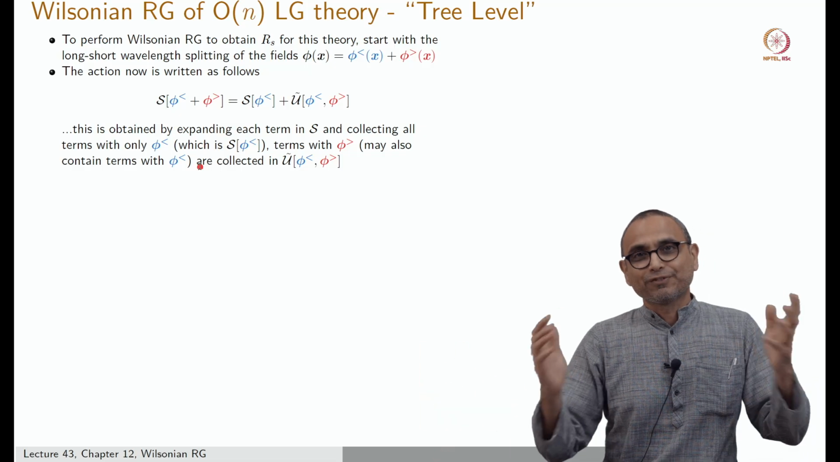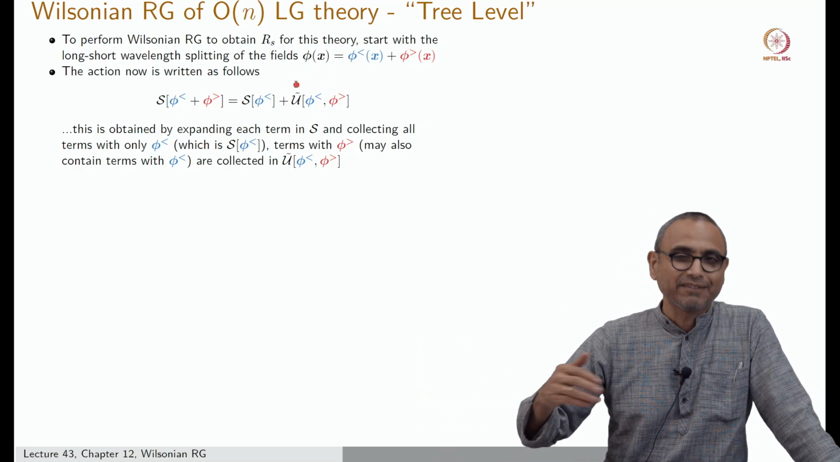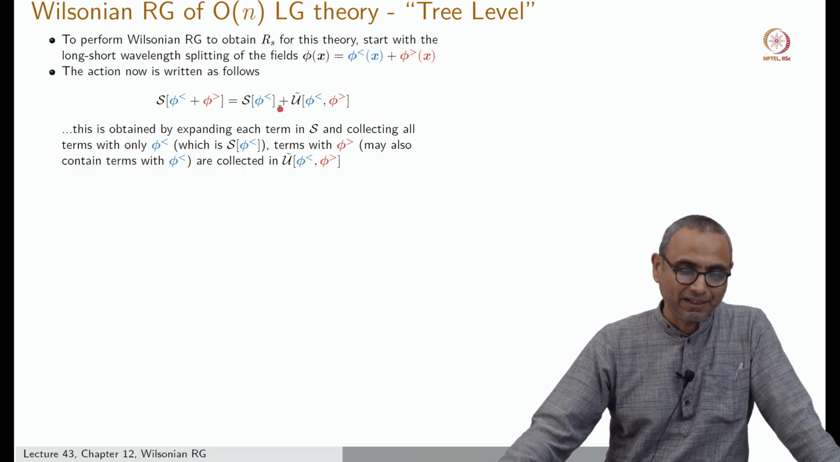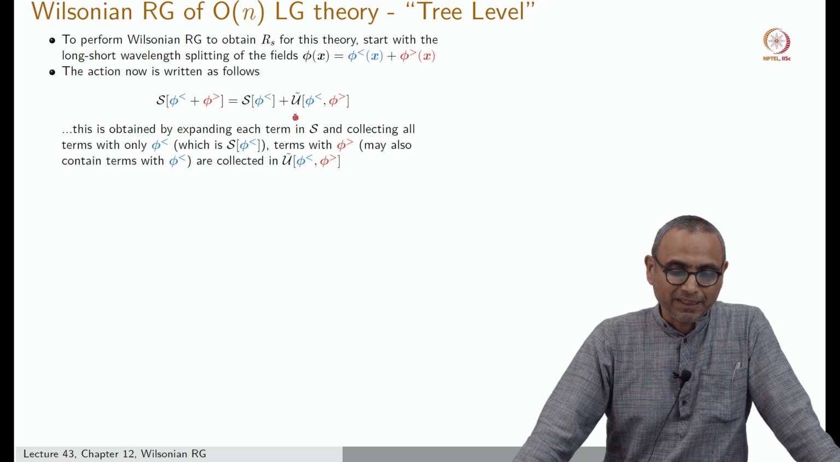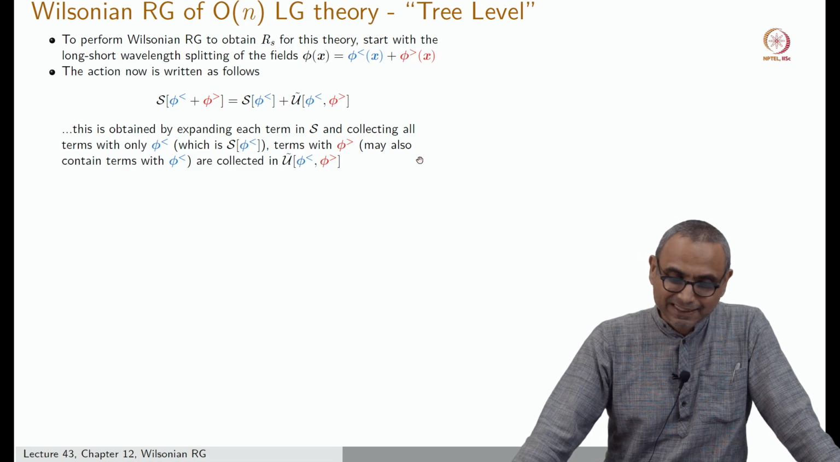So you collect all of them together and call this u tilde. We will see why we are calling it tilde. This again is going to be something intermediate. We'll see that much later, but let's continue with this. So we'll call it u tilde of phi less than, phi greater than. This is what we call this. This is just a formal splitting of the action.